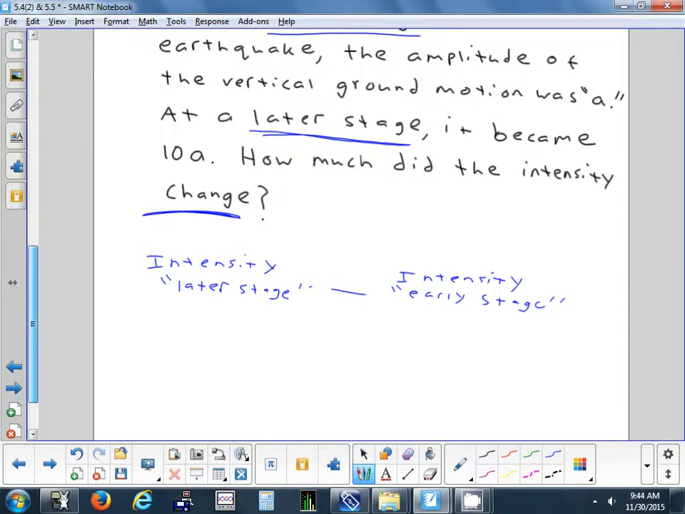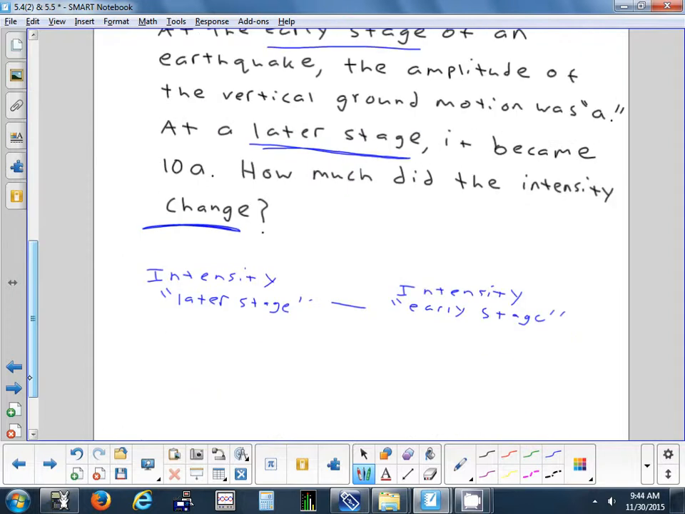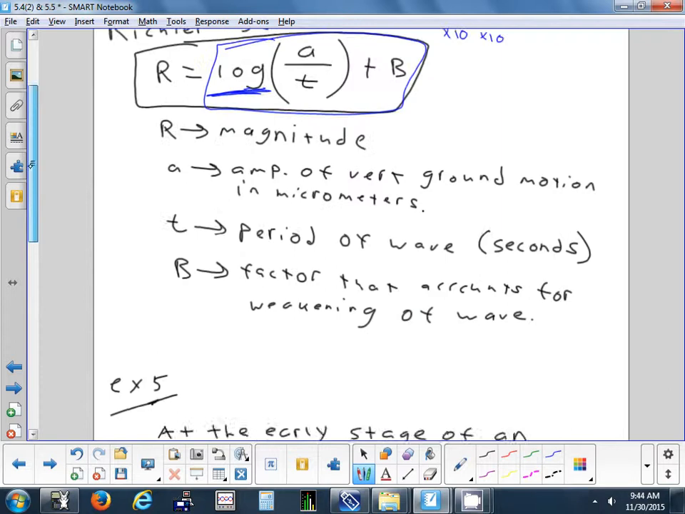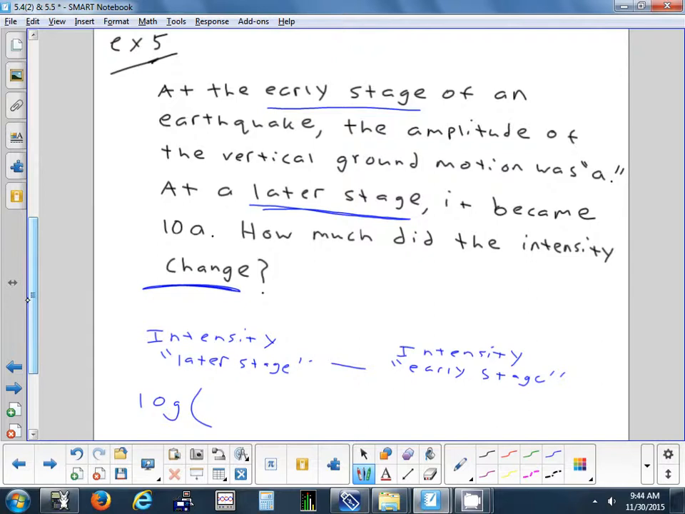Hey, and we have a formula for the intensity. Just fill in. That's the formula for the intensity. So we have log, in parentheses. It says, now I need the amplitude of the vertical ground motion. Okay, what was the vertical ground motion at the early stage? It's not a number, but they do tell it to us. It's just A. At the early stage of an earthquake, the vertical ground motion was A.